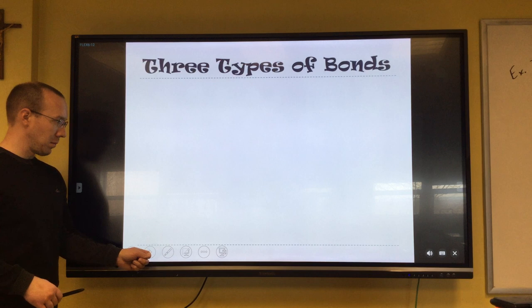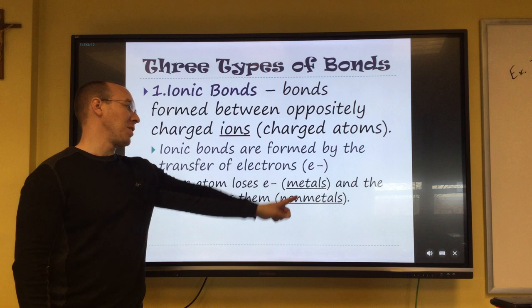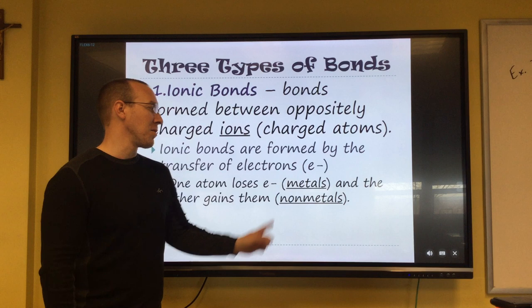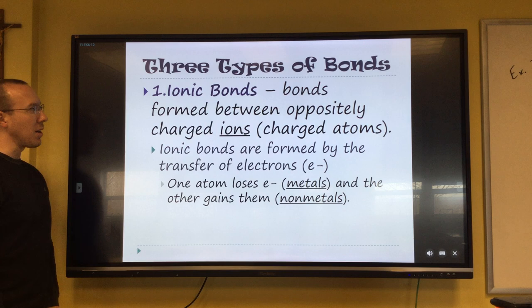First off, ionic bonds, the simpler of the two, if you ask me. I mentioned that metals are on the middle and left-hand side of the periodic table, and they're positive ions. They lose electrons to make positive. And the nonmetals on the right-hand side of the periodic table gain the electrons. So we have things from the left side and things from the right side of the periodic table coming together to form these ionic bonds.